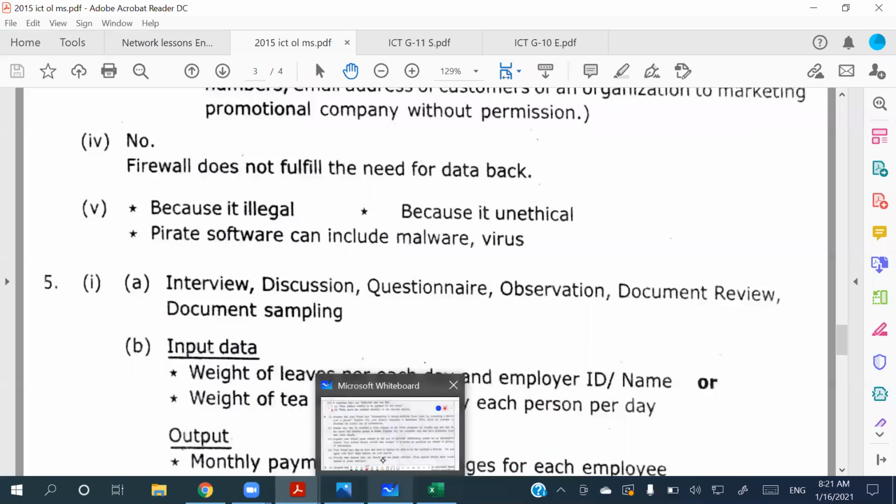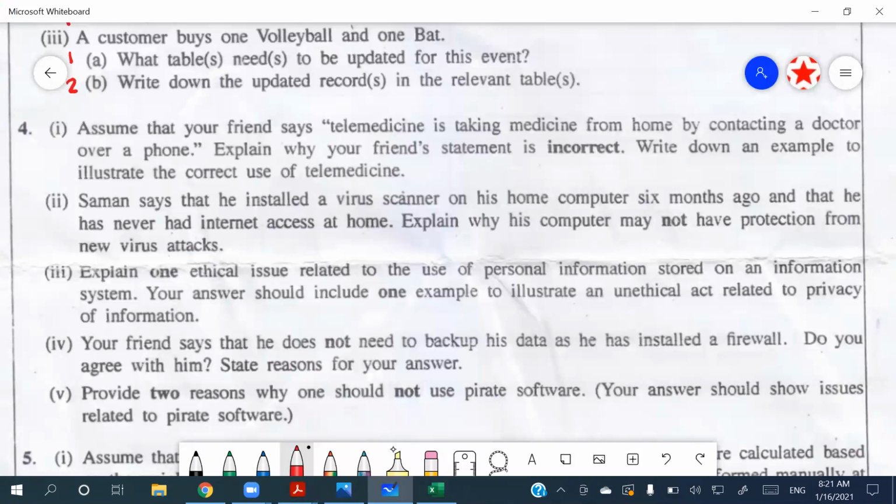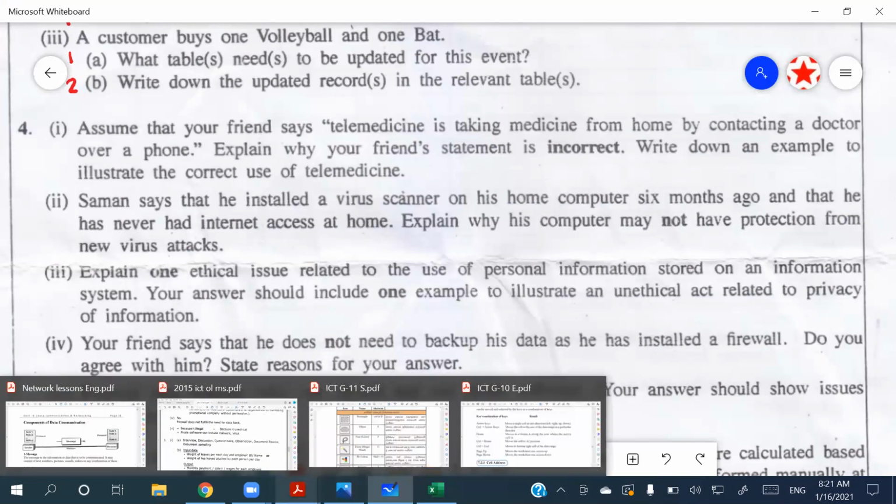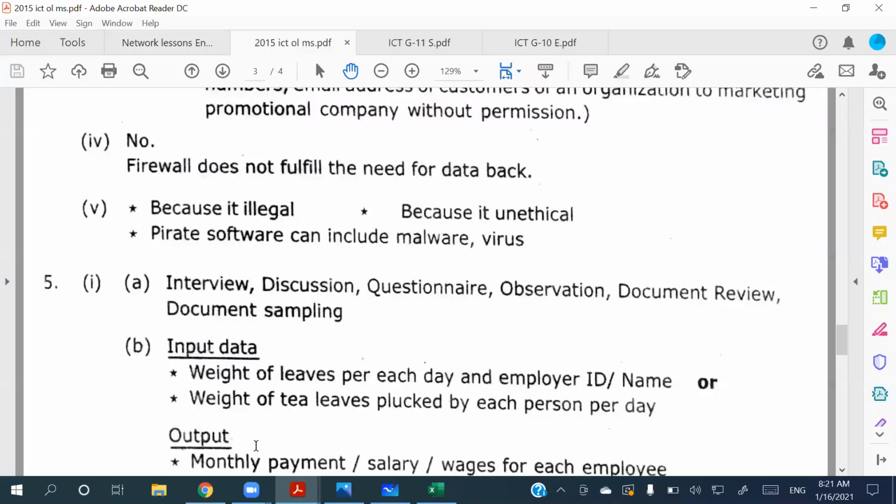And the very last part says: provide two reasons why one should not use pirated software. Your answer should show issues related to pirated software. So when you are using pirated software, malware can come via that pirated software into your system, right? And it is illegal, right? And it is unethical, right? So those kinds of reasons can be there.